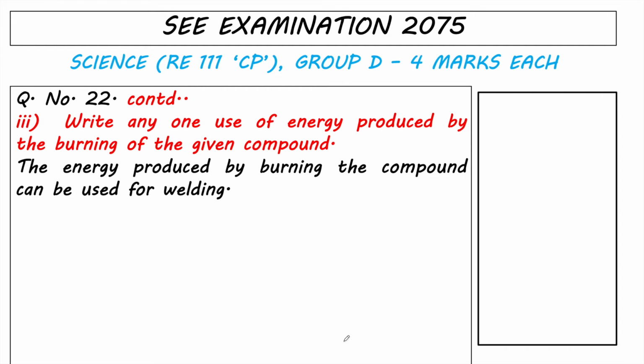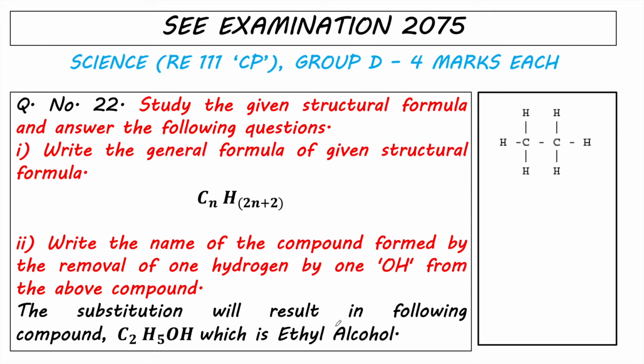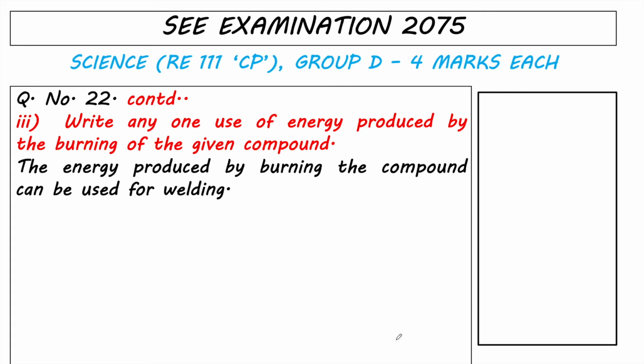The third part of the question asks for write any one use of the energy produced by the burning of the given compound. That's going to be the ethyl alcohol, the last result that we found here. So one use would be the energy produced by burning the compound. The energy produced by burning the compound can be used for welding. Okay, that can be used for welding.